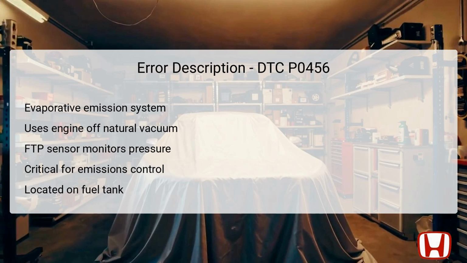The fuel tank pressure (FTP) sensor is located on the top of the fuel tank and plays a crucial role in monitoring pressure variations within the tank when the engine is off. The method employed, known as engine off natural vacuum (EONV), allows the powertrain control module (PCM) to evaluate if there are issues that may cause the tank pressure to drop unexpectedly, indicating potential leaks.